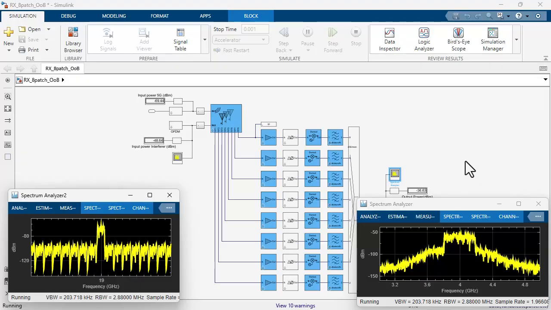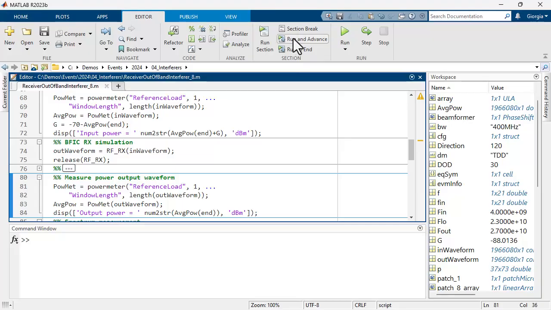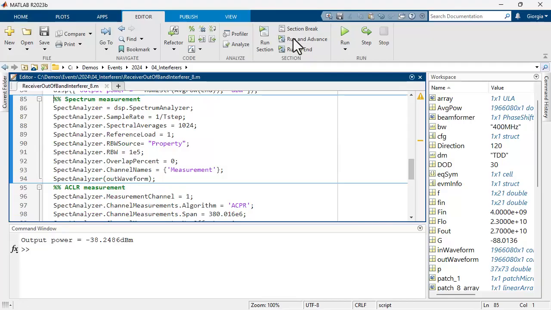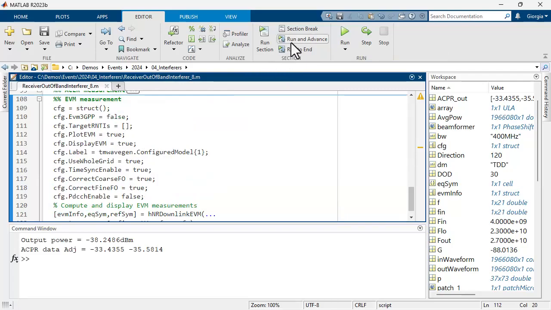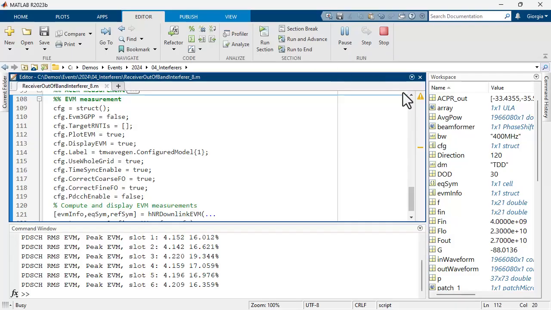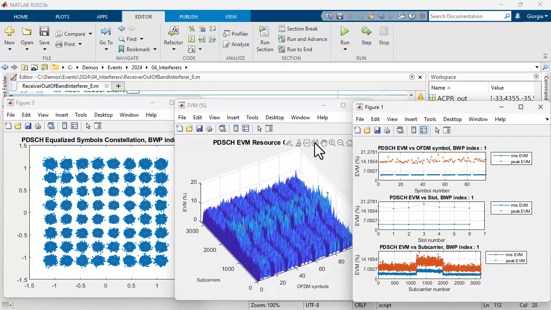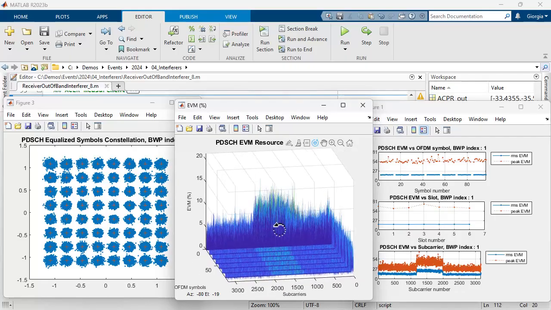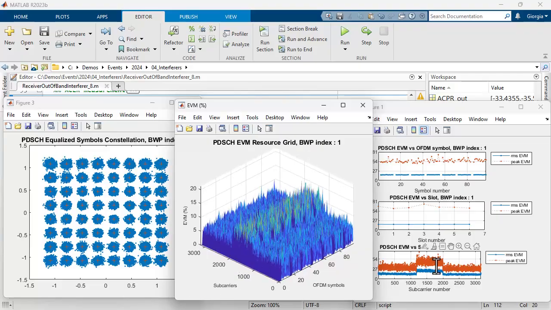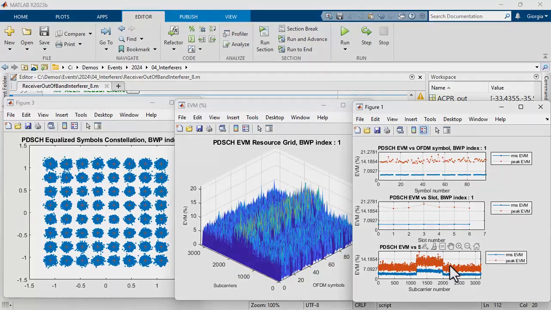And because the interfering signal is essentially lower in power than the desired signal, we can't really see much from the spectrum. We complete the simulation, fast forward, we look again at the measured output power, we can look at the spectrum, but it's more interesting to look at the EVM measured using the standard compliant functions that allows us to visualize how the EVM for those subcarriers that are right in the middle is actually degraded. And this is really the effect of the interfering signal that falls in the middle of our received bandwidth.